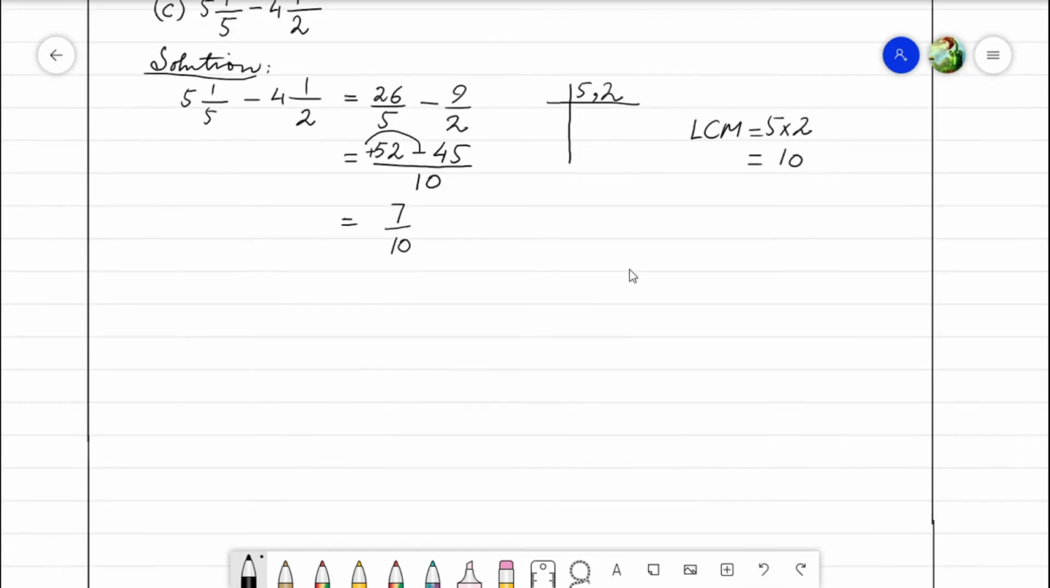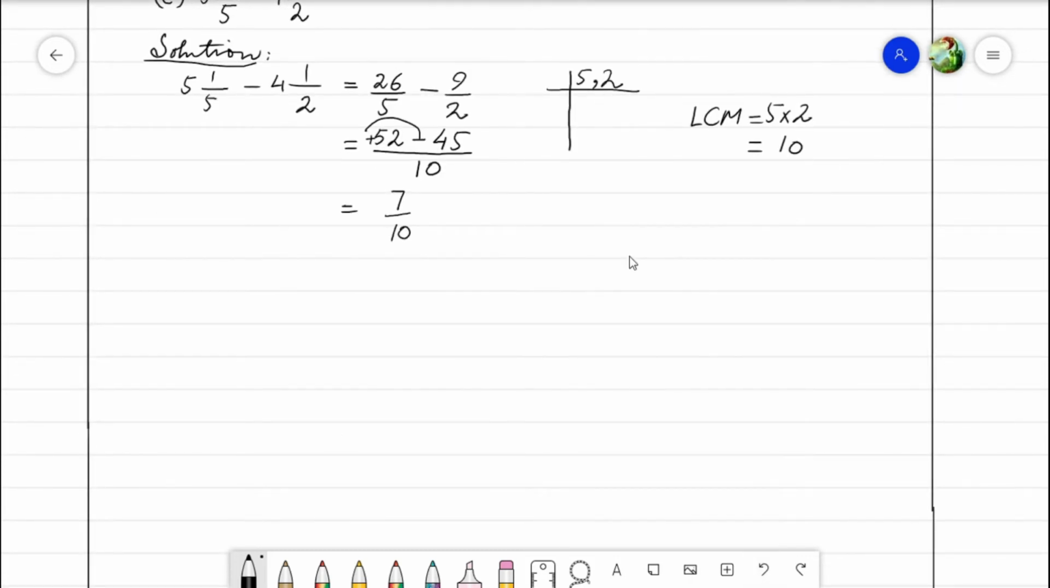Okay, I have solved for you only two parts, A and C, and you will solve part B and part D by taking help from these parts.